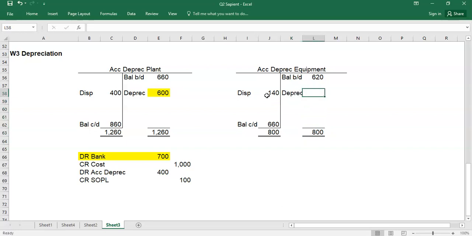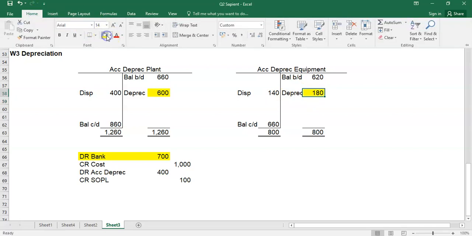This is the plug figure to make the T account balance, 180. And I always put the plug figure in yellow to show that's a balancing figure. They give you everything bar the depreciation expense, so you need to work that out. In other questions, you'll have to work out something different. They'll give you the depreciation expense directly, but you might have to work out how much the disposal was.